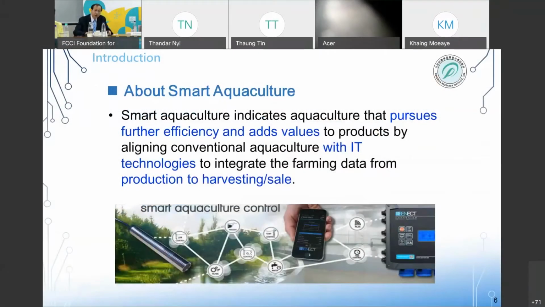Facing the limitation and challenge of aquaculture in Taiwan, the solution goes to smart aquaculture. Smart aquaculture indicates the aquaculture that pursues further efficiency and adds value to product by layering conventional aquaculture with IT technologies to integrate the farming data from production to harvesting and to the marketing.